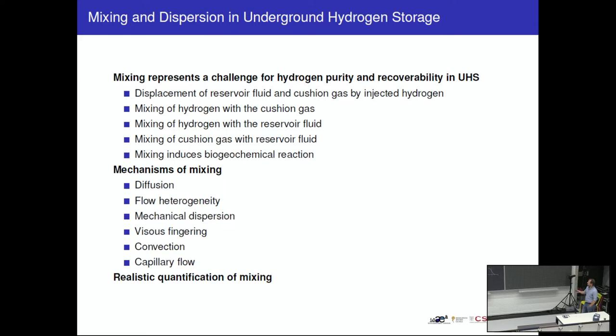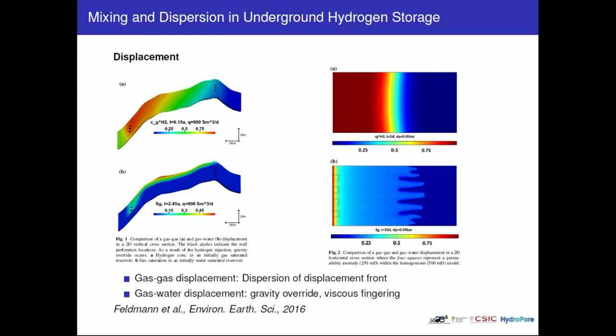So the mechanisms of mixing, which I described a little bit before, are diffusion, of course, on the small scale, flow heterogeneity, mechanical dispersion, then we have viscous fingering, convection also, because typically there is quite a big density contrast between the gas and the reservoir fluid, and we have also capillary flow on a small scale. So what we need is a realistic quantification of mixing. Now I want to give just some examples from the literature to illustrate this displacement process.